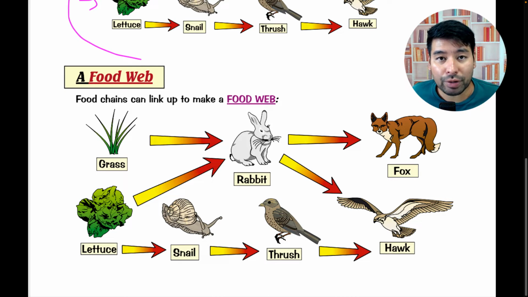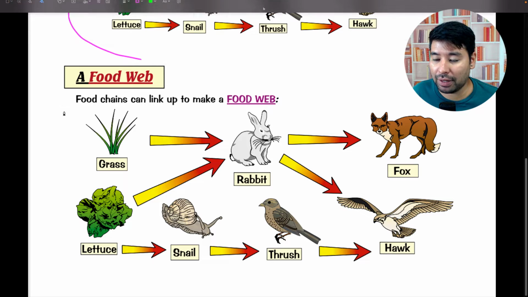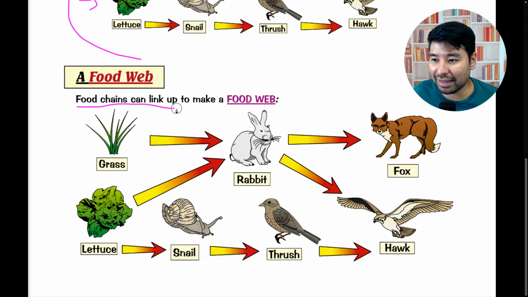Again, in this food web, food chains can link up to make a food web, okay? Food chains can link up, ou seja, a cadeia de alimentos pode se ligar e fazer uma food web, essa rede de alimentos, tá bom?